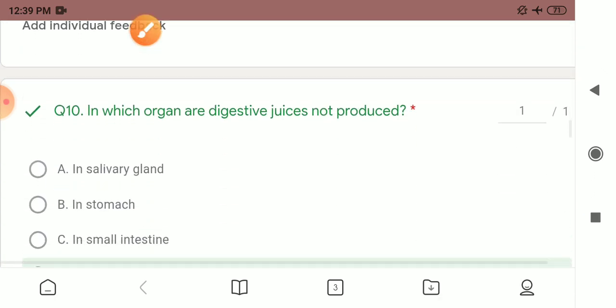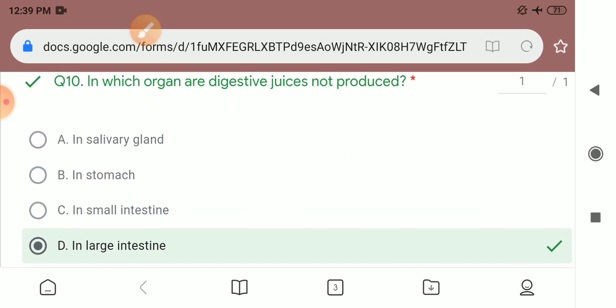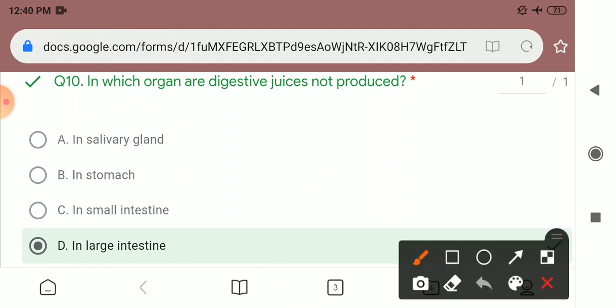Next is 10th number. In which organ are digestive juices not produced? The options are in salivary gland, in stomach, in small intestine or in large intestine. So here your answer is option D, that is in large intestine.